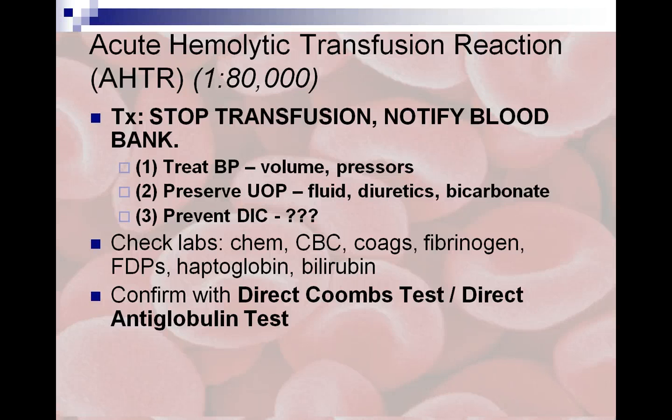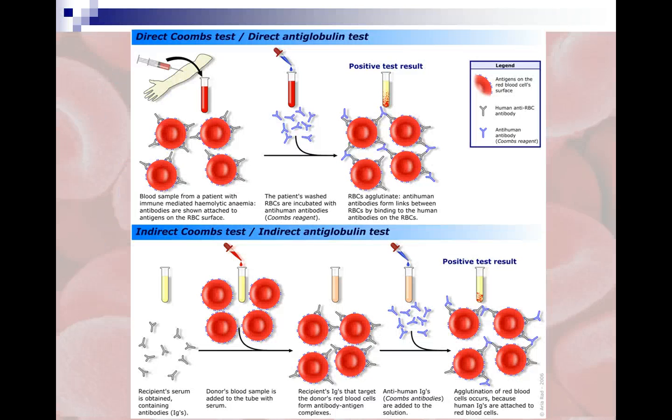And this should be confirmed with a direct Coombs test. Let's check again and see what that Coombs test is. Before we talked about the indirect Coombs test, and that was what we used to type and screen blood. Remember, in the indirect test, we took some standardized red blood cells that had a known antigen, and we mixed them with the patient's antibodies, with the patient's serum.